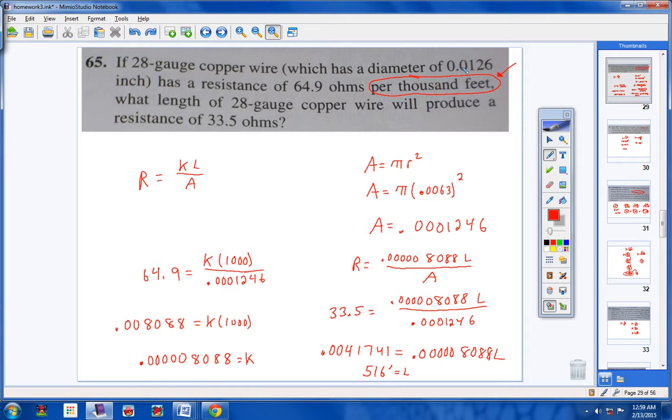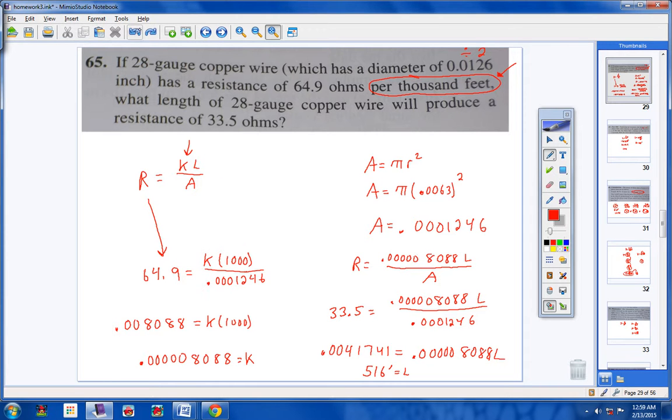I took the diameter, divided it by 2, and that gave me the radius. I put this in for the radius. When I typed this whole thing in my calculator, I came up with this right here. So there's my area. Let's go over this again very quickly. I have to solve for K, so I have to put a number in for R, a number in for L, and a number in for A. A is the area, and I found the area over here.